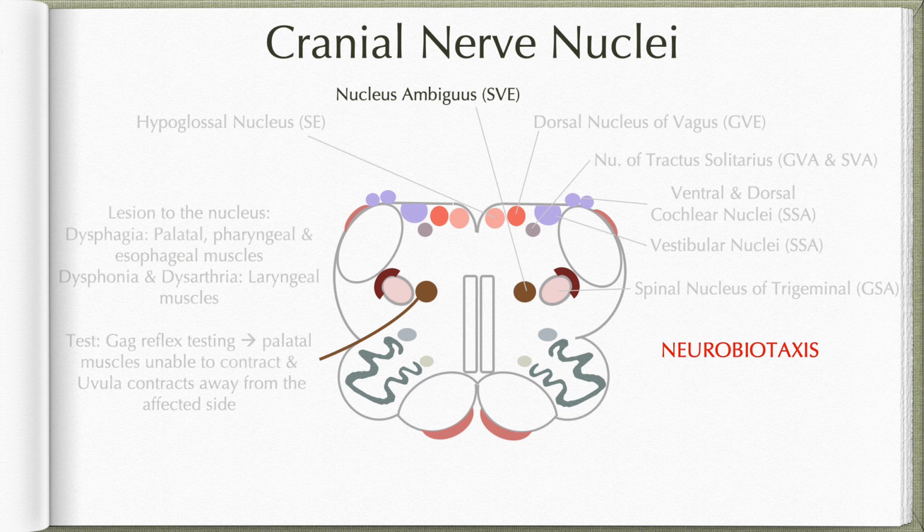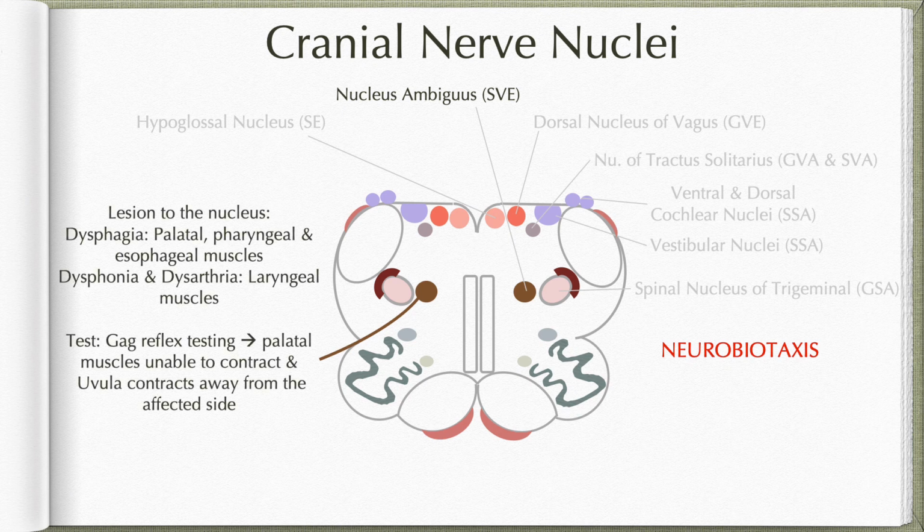If there is lesion to this nucleus, it results in dysphagia, that is difficulty in swallowing because of the involvement of pharyngeal, esophageal as well as soft palate muscles which are involved in swallowing reflex. It will also result in dysphonia and dysarthria, that is altered voice, typically described as hoarseness of the voice, as well as difficulty in speech due to the involvement of laryngeal muscles.